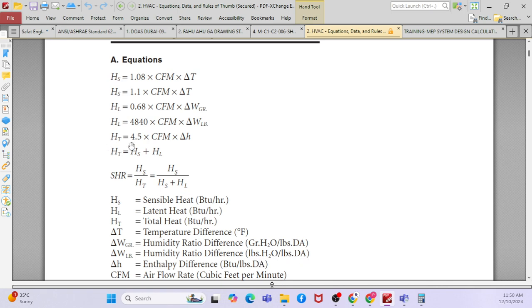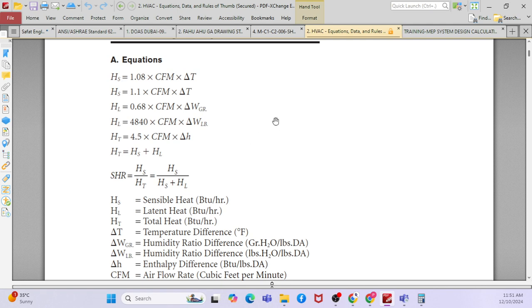Then the total load is 4.5 multiplied by CFM multiplied by delta H, the enthalpy difference. This is the basic equation for you to understand when you do capacity calculations and work with air conditioning equations. For the total, you can do the sensible and latent individually or the sum, and you will get both values. CFM will be taken from the calculations for the exhaust and supply. Clear, right?